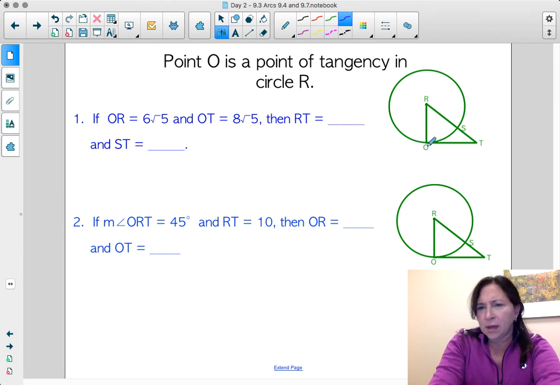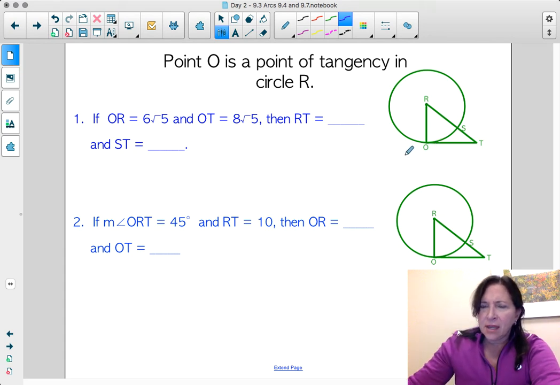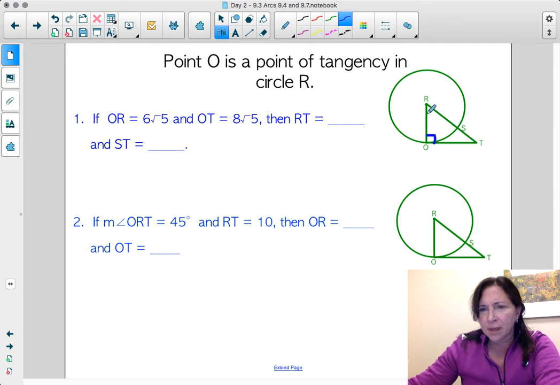at a point of tangency, which in this case is O. So if that happens, then this line right here is tangent to the circle R, and tangent means you're going to have a right angle right here, because the radius that touches here at the point of tangency does make a right angle.